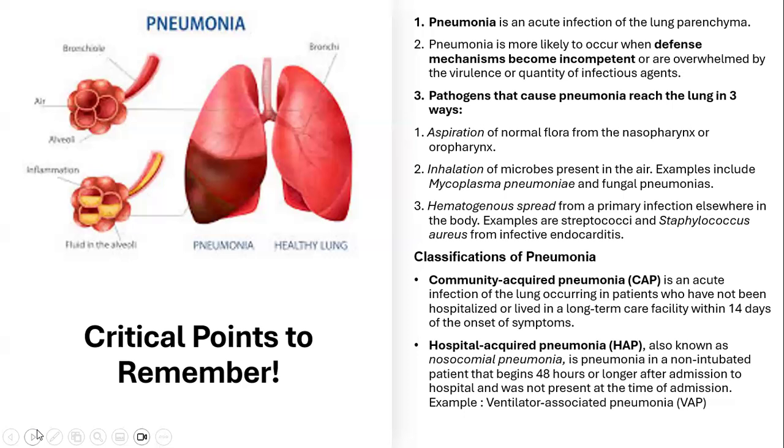The second classification is hospital-acquired pneumonia, or HAP, also known as nosocomial pneumonia. So this is the kind of pneumonia that the patient gets while in the hospital. For the non-intubated patient, it begins 48 hours or longer after their admission to the hospital. And for the patient with mechanical ventilation, or intubated, it's often called ventilator-associated pneumonia, or VAP.